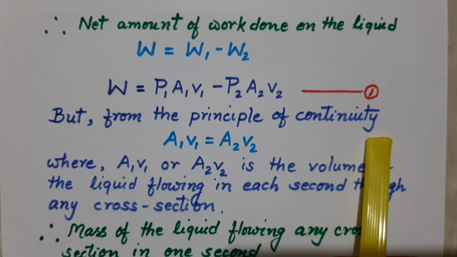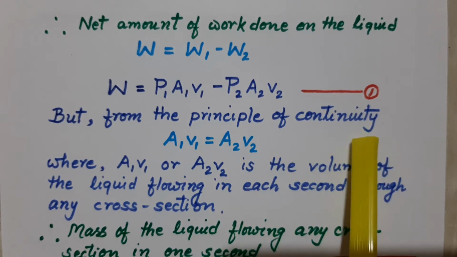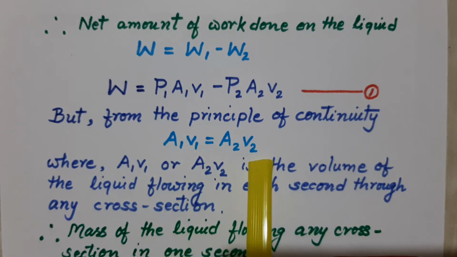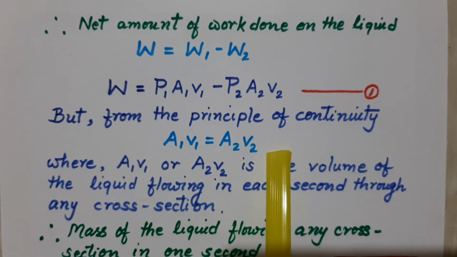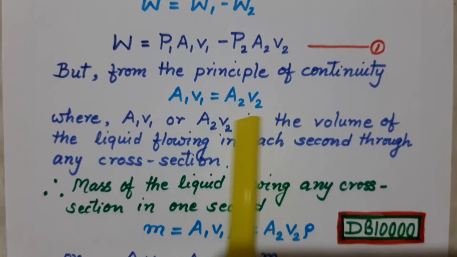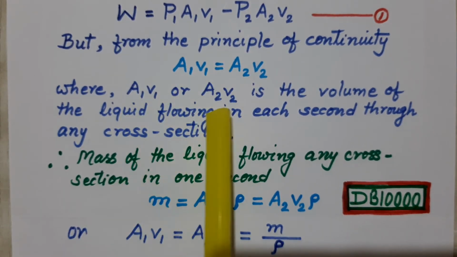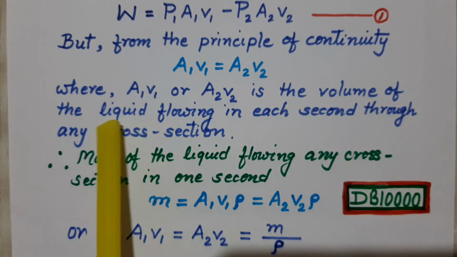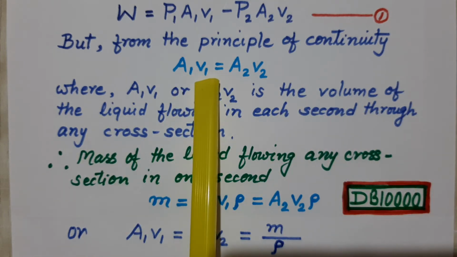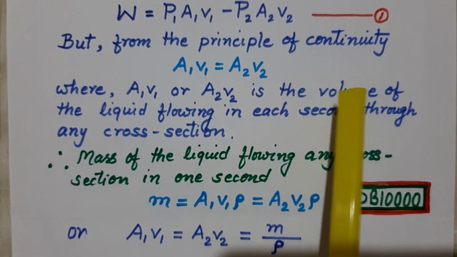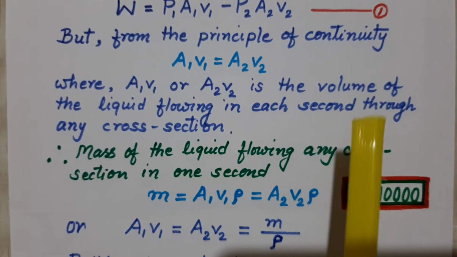By the principle of continuity, or this is also known as equation of continuity, A1 V1 equal to A2 V2. This is the principle of continuity of flowing liquid. Now, A1 into V1 and A2 into V2 is the volume of the liquid, area into velocity. A1 into V1 equal to A2 into V2. This is the volume.